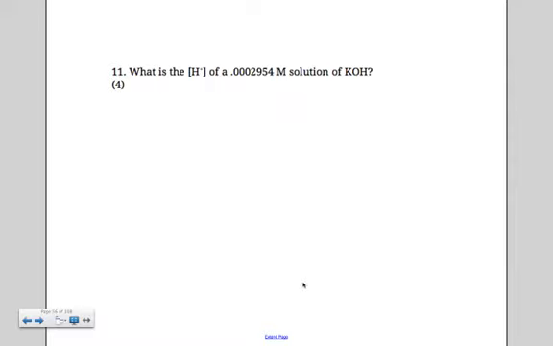Okay, what is the hydrogen ion concentration of a 0.0002954 molar solution of KOH? So this could also be written as 2.954 times 10 to the negative 4th, but it's not. Either way, a couple of things to keep in mind here.